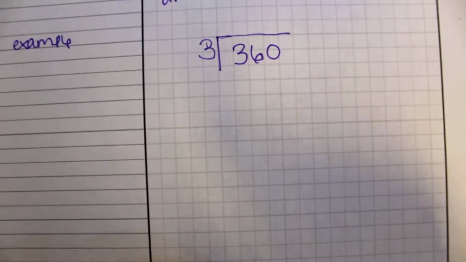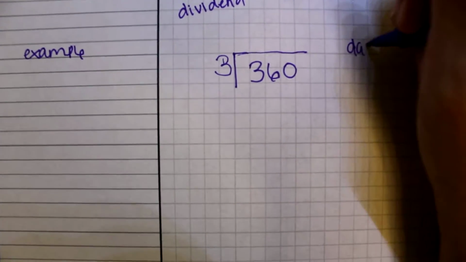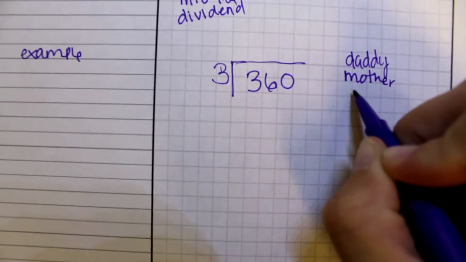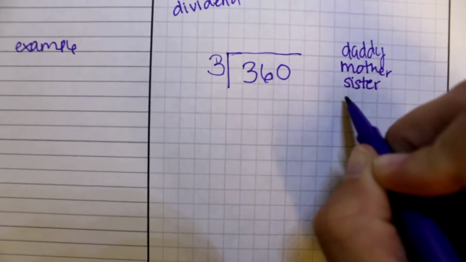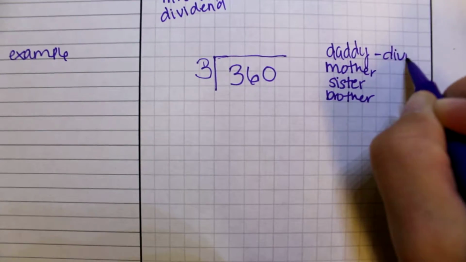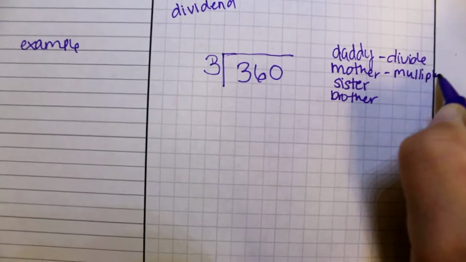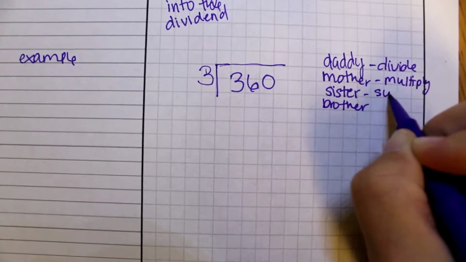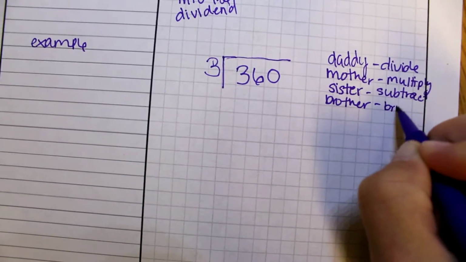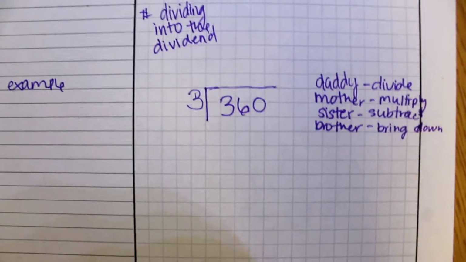Now before we get started, I want to tell you of a few simple steps that help me remember what I'm supposed to do, and that's called daddy, mother, sister, brother. Daddy stands for divide. Mother stands for multiply. Sister stands for subtract. And brother stands for bring down. Hopefully you all can read that.